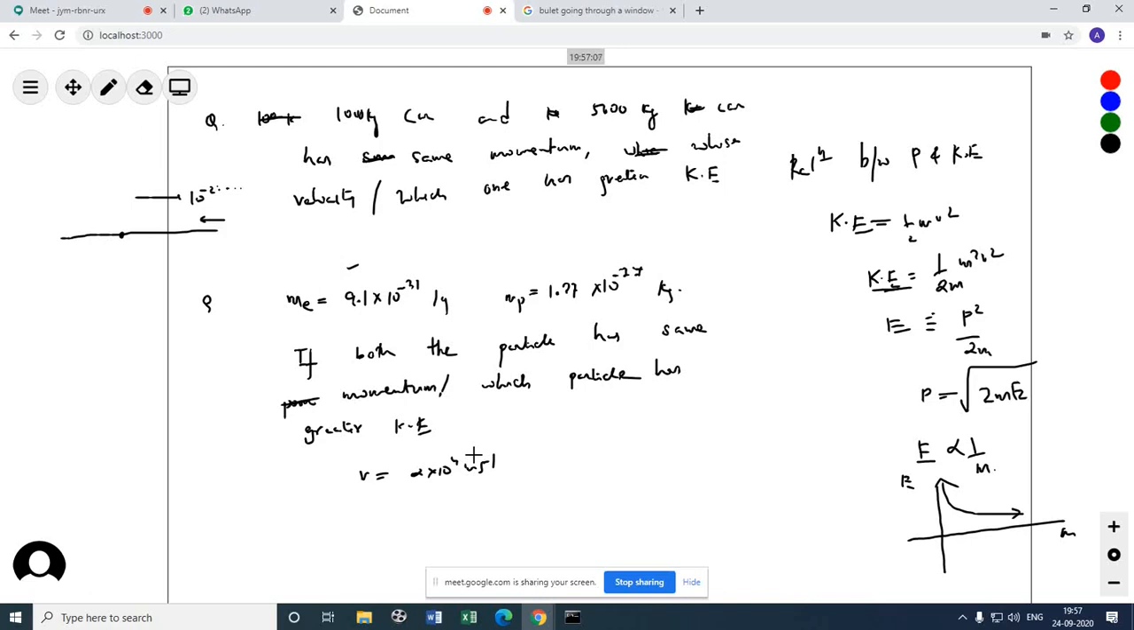Which one do you think has greater? Both of them have been given the same velocity of 2 into 10 to the power 4 meter per second. So P will be how much? The mass of the electron is more, so the electron will have greater momentum. Whether I give a one word answer or one sentence answer, the electron will have larger momentum compared to the proton.